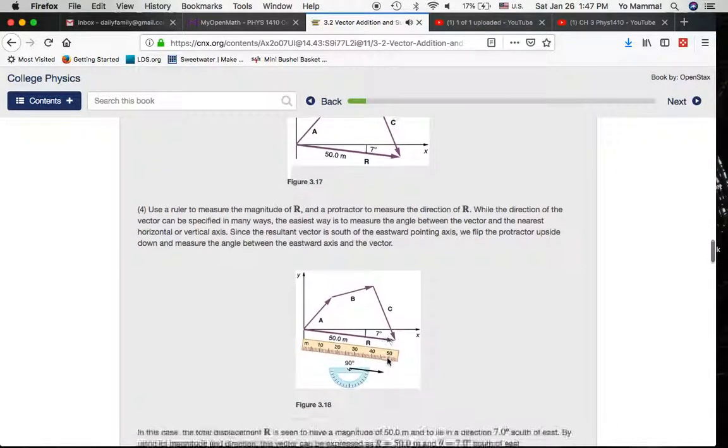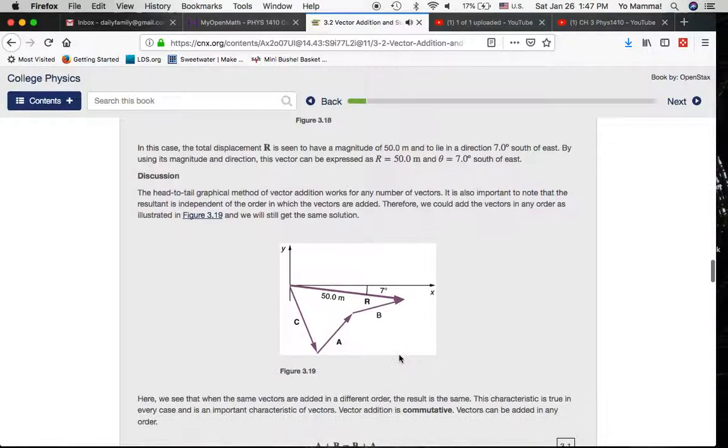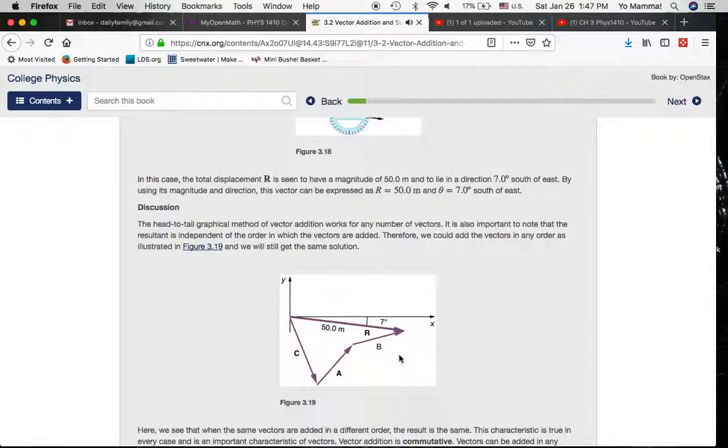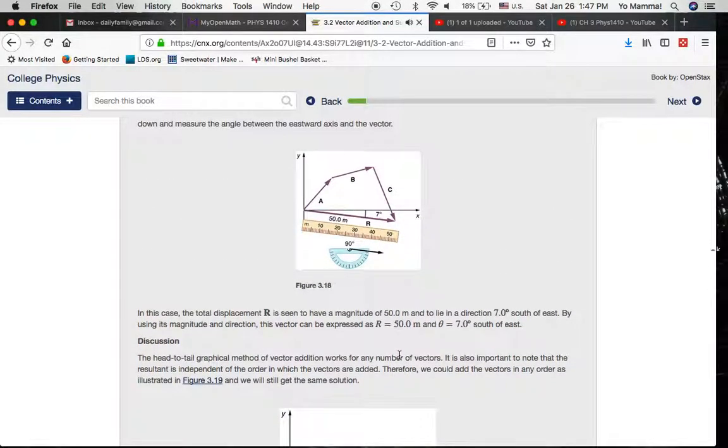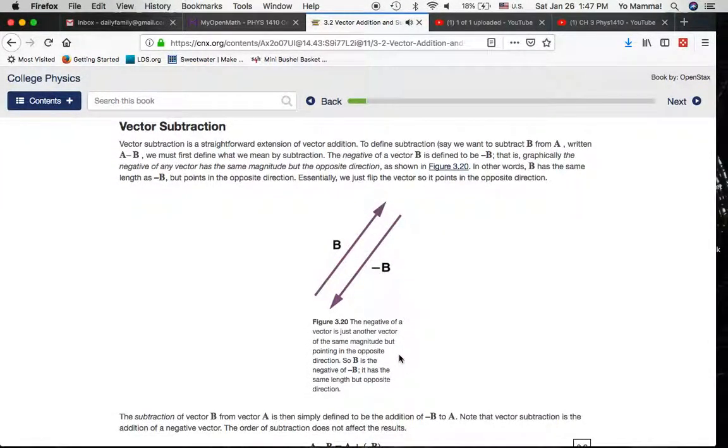But you notice also that if you mix up the addition, if you do c a b, for example, or b a c or b c a, it will always end up in the same place, where you have a 50-meter vector and a 7-degree-down angle from the x-axis. So vector addition is commutative. You can move it around, which is nice. Now, vector subtraction. Of course, subtraction is just another form of addition.